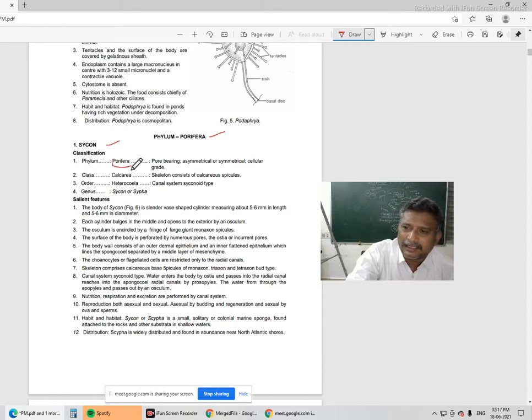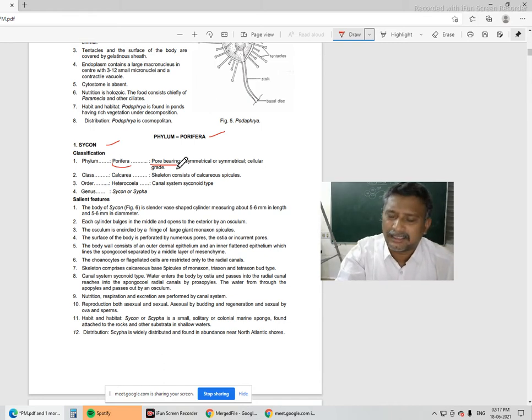How can you say that an organism belongs to phylum Porifera? If a question is asked, what should your answer be? Immediately you have to say that they are pore bearing. When we see their body, throughout the body they will have numerous pores.